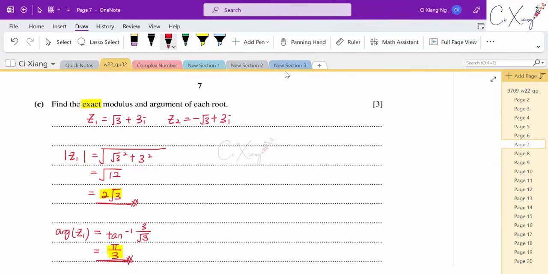And now we proceed to the modulus for root number 2. For the modulus of root number 2, basically the idea is still the same. I have the square root of a squared plus b squared.